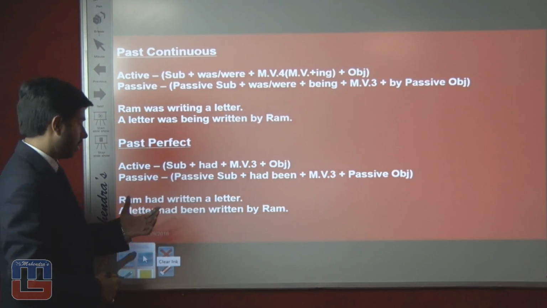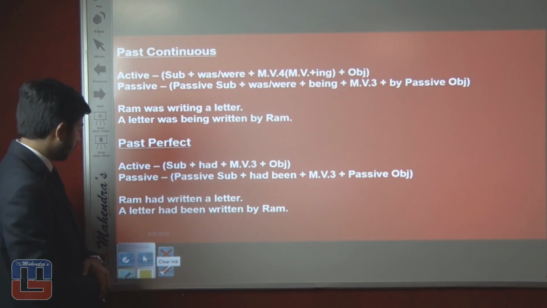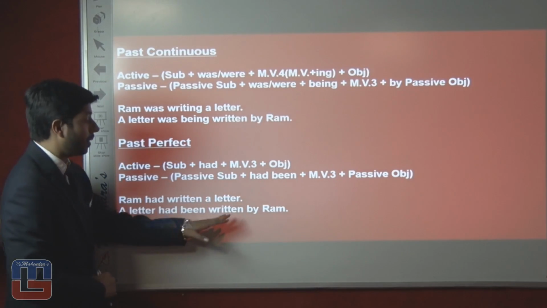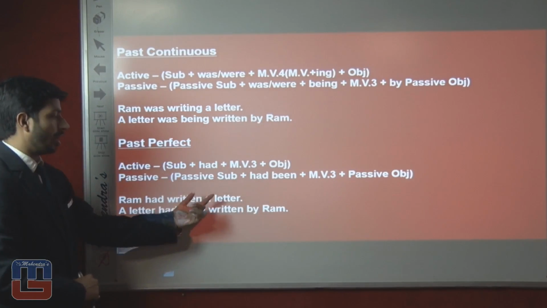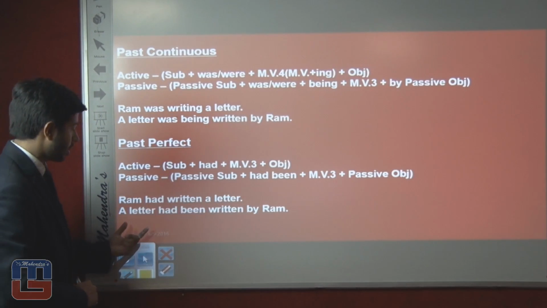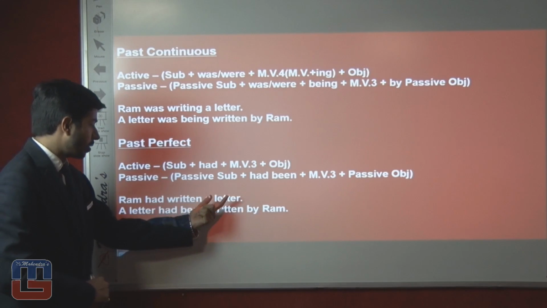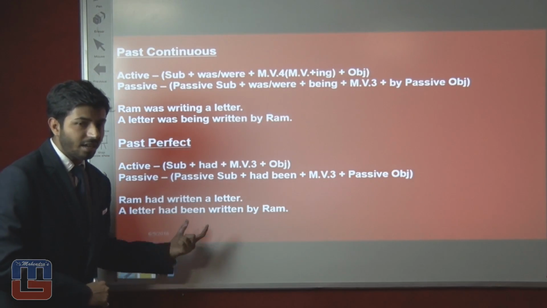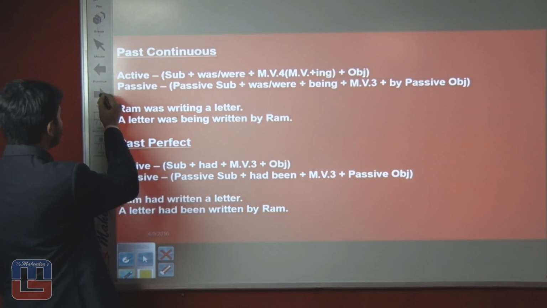Example, you may get full command with the help of an example. Ram had written a letter. A letter had been written by Ram. Ram had written a letter. Letter is the object. It is necessary that we use the object of the active voice as the subject of the passive voice. Therefore, a letter had been written. So this is the structure which we have discussed.